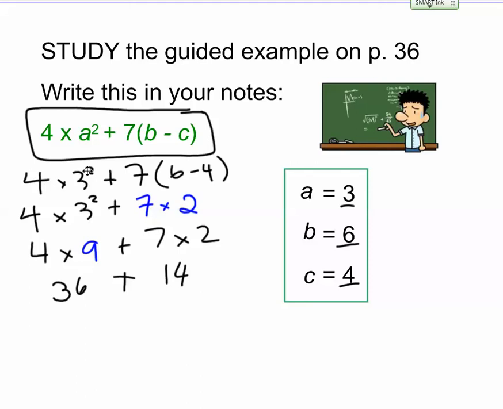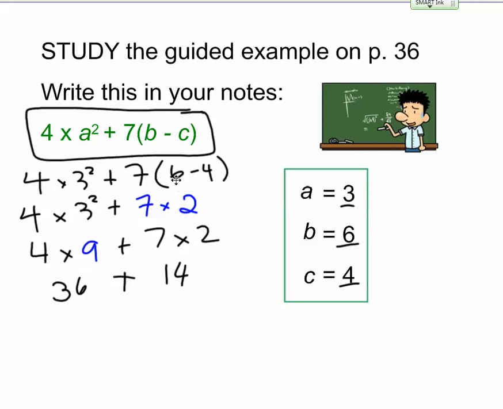So now it says 4 times 3 squared plus 7 times, this means 7 groups of whatever's in brackets. I swap out the B and put in 6 because it says B is 6. I swap out the C and put in 4 because it says C is 4. And now I have a numerical expression that I simplify in order of operation. So brackets first, I get 2. Then I bring down that I'm going to multiply 7 times that 2 because the number times anything in brackets, this is multiplication, even though there's no raised dot or no multiplication symbol. This means 7 times the difference of b minus c.